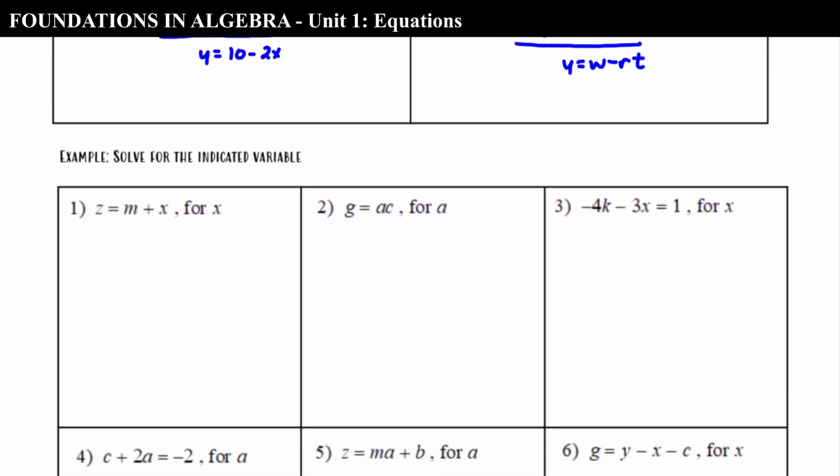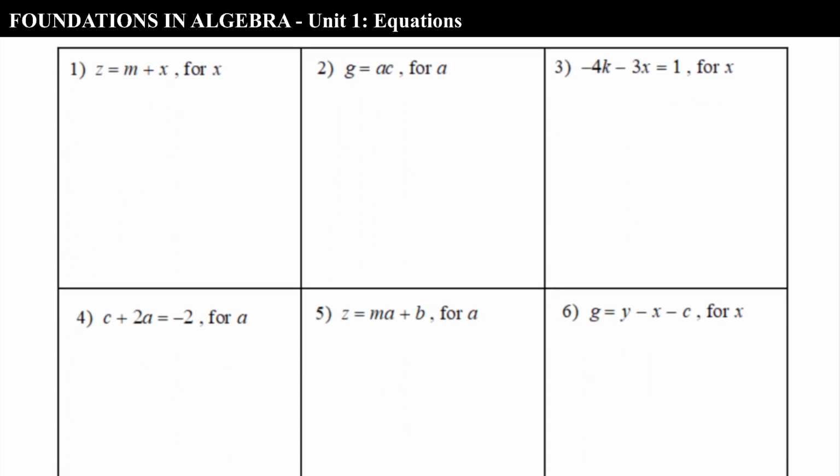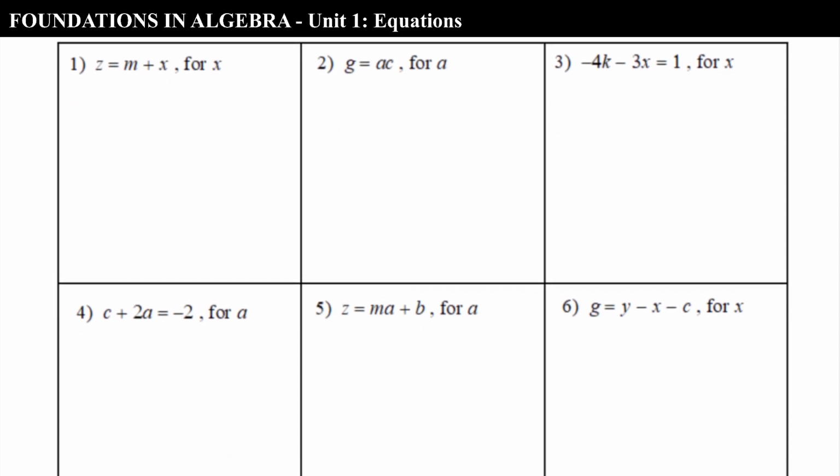Okay, let's look at a few more examples. We are asked to solve for a specific variable, and they tell us which one in each of these problems. So, we have z equals m plus x. We need to solve for x, so we need to get rid of this m that's with the x by subtracting it from both sides.